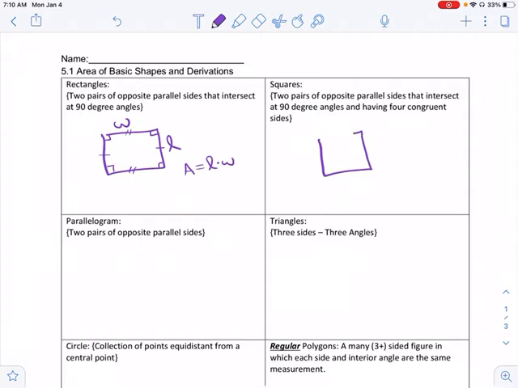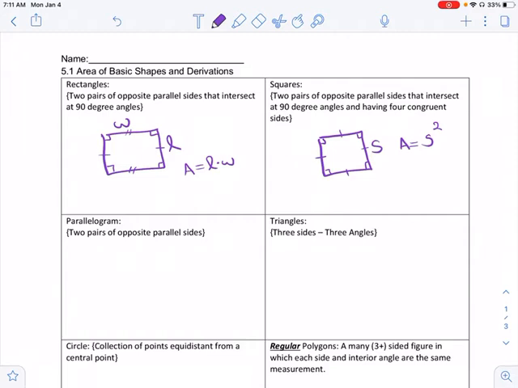Squares, even though they're simpler, we might use a different equation for that. So if I just have basically an S, and I'll use S for side length, what's a little bit different about the square is obviously that everything is the same length all the way around. So if I'm finding the area of this, I would do S times S or just S squared.